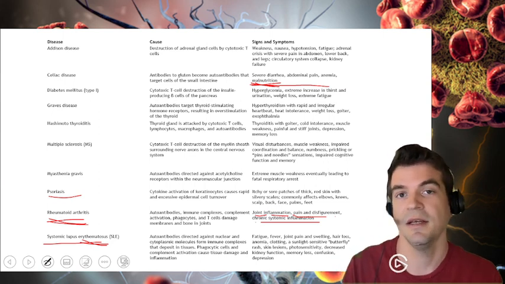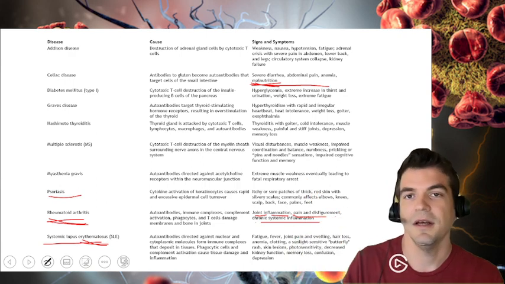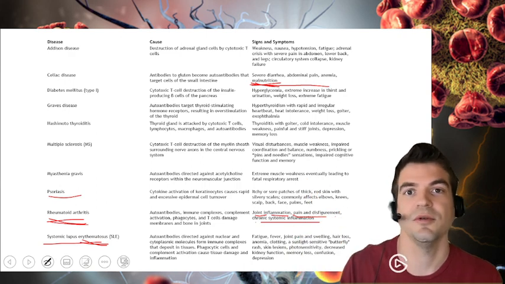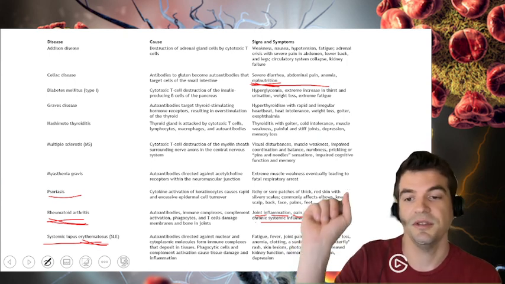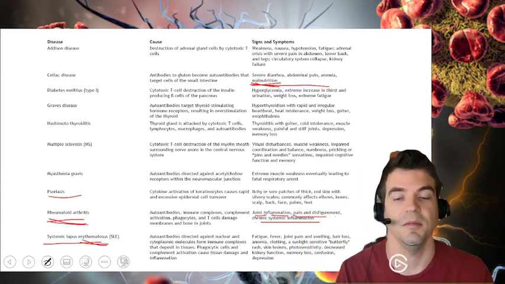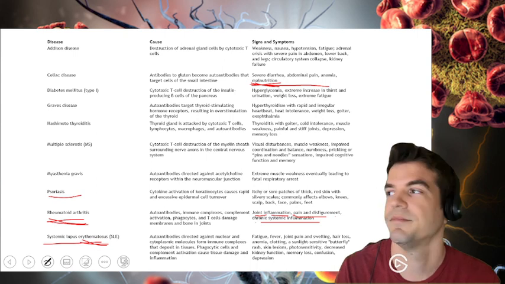Yes, it's a lot, but you can use our social cues too, because we've heard of psoriasis, multiple sclerosis, celiac disease, and lupus. We've heard of all these already.